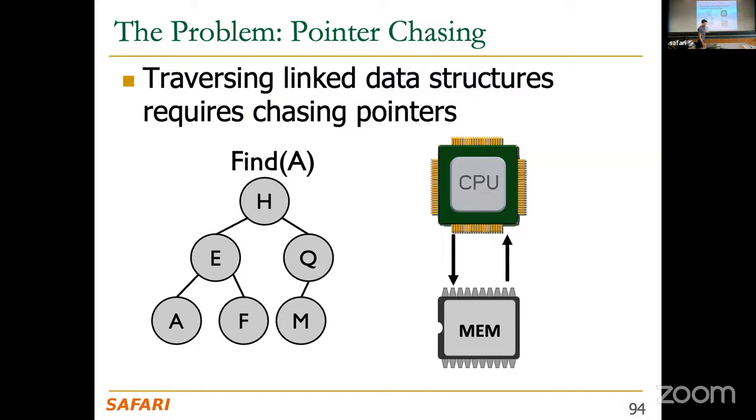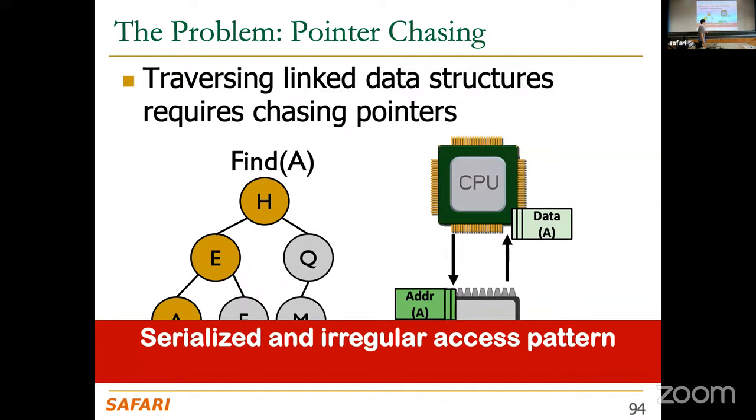And that in a conventional processor-centric system would require you to first access the root of the tree with some address and get some data that contains the pointers of the successors, the children of this root node, and then, for example, access the next one, in this case, node E, and bring the data back, and then find where A is, and then bring the information that we want to gather from A to the CPU, right? This is a serialized and irregular access pattern.